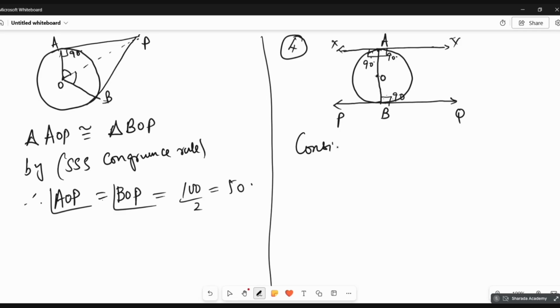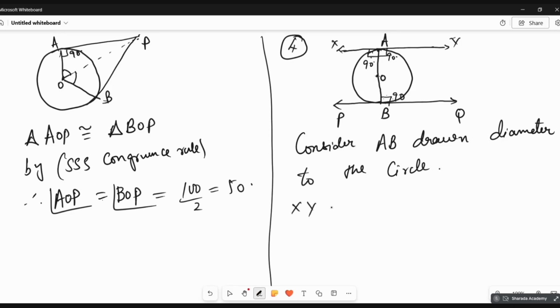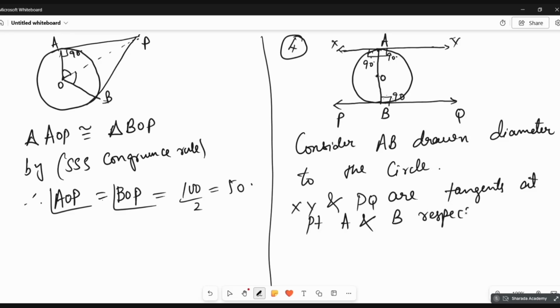Write down. Consider AB drawn diameter to the circle. XY and PQ are tangents at point A and B respectively. All these you have to write. Usually at least 2 to 3 marks they will ask this question. This is a given thing.